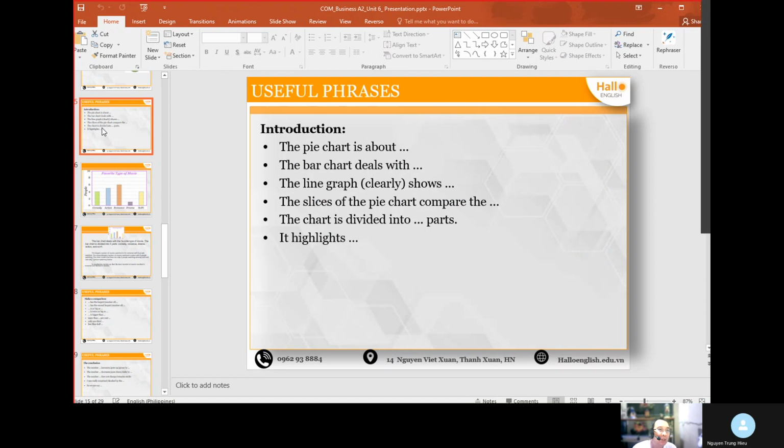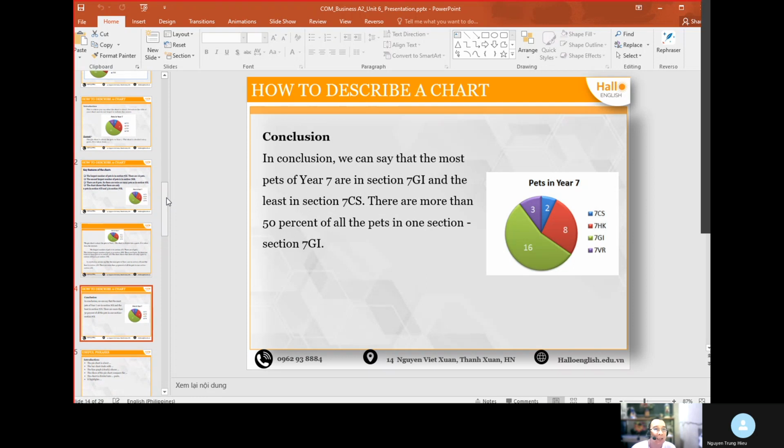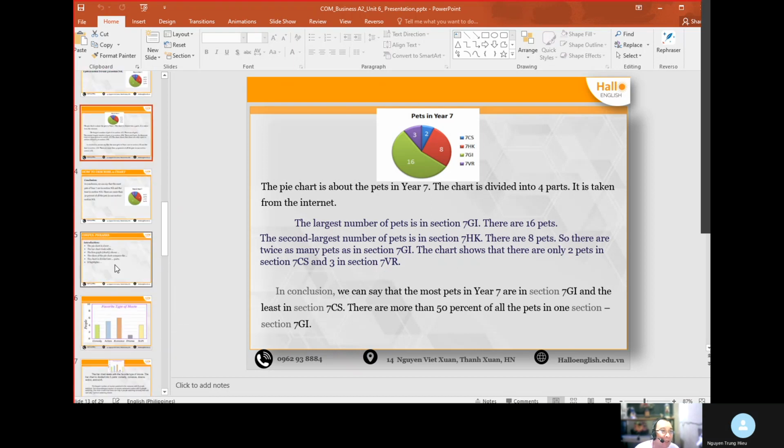So last time we were able to describe a chart, right? We were able to present how we are going to create a report. So we did this last time. We described a pie chart. It's all about the pets in year 7, right? Okay, so this time we are going to continue our lesson.